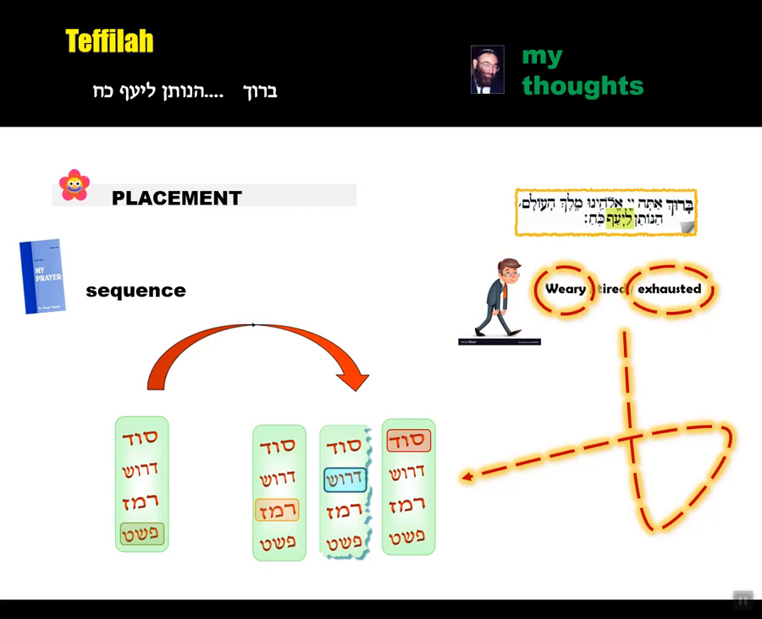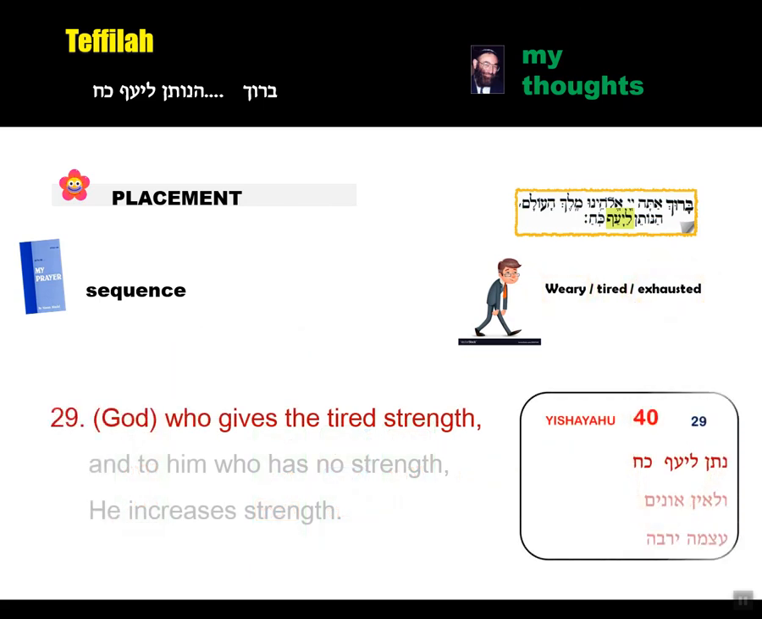And for this we turn to the source of this exceptional bracha, as noted in the previous panel, Yeshayahu Perek Mem, where HaKadosh Baruch Hu is described as one who is Notein Le'ayef Koach, a God who gives the tired individuals strength, Le'ein Onim, and to Le'ein Onim Atzma Yarbeh. He increases strength to him or her who has no strength.